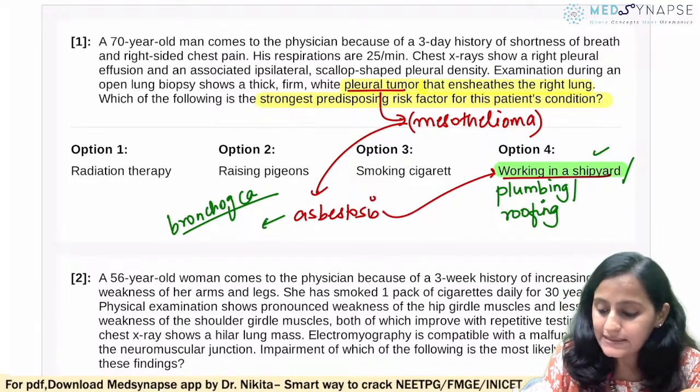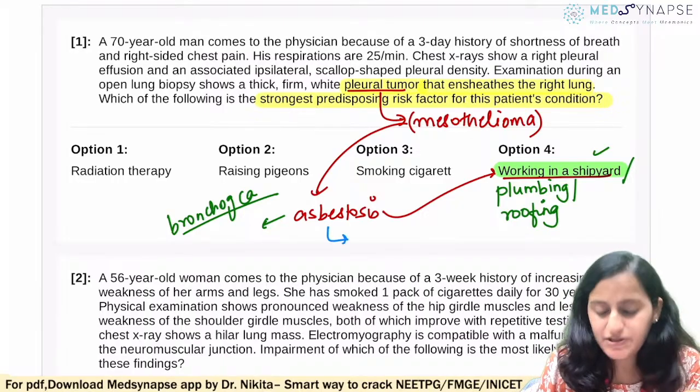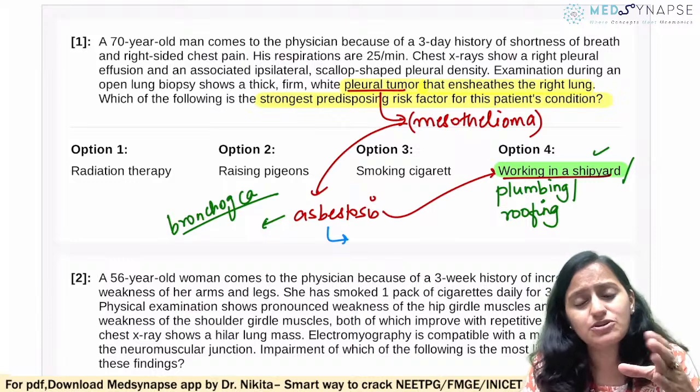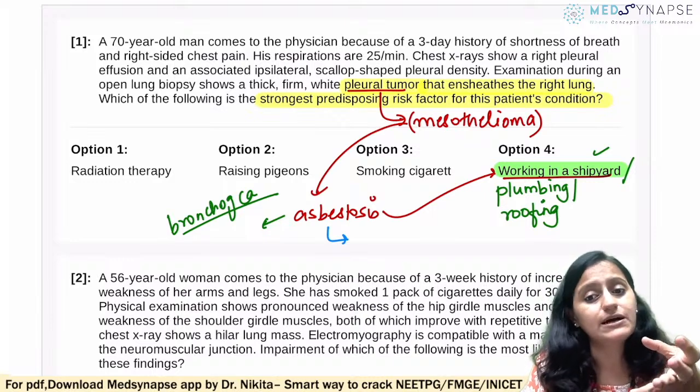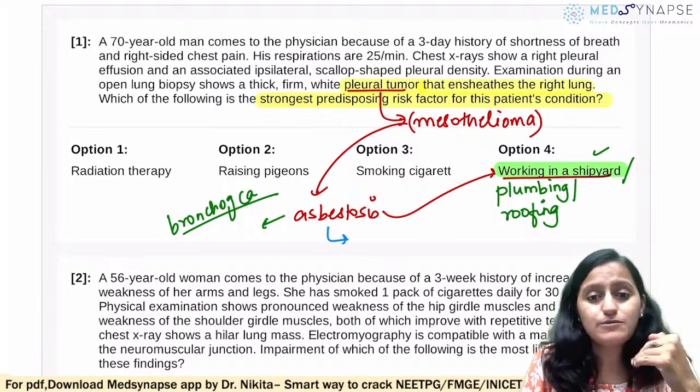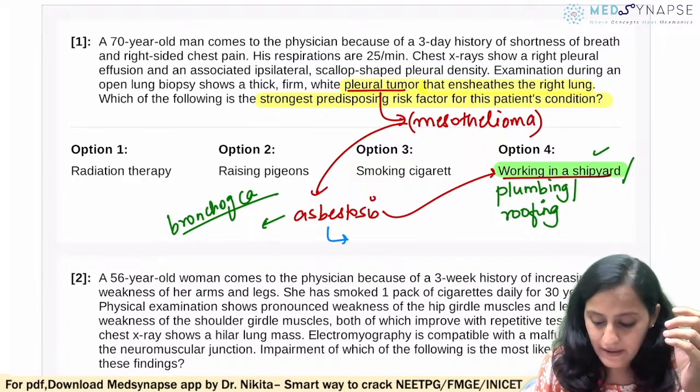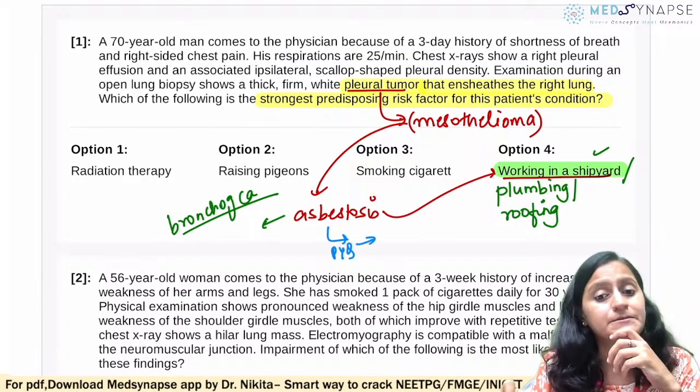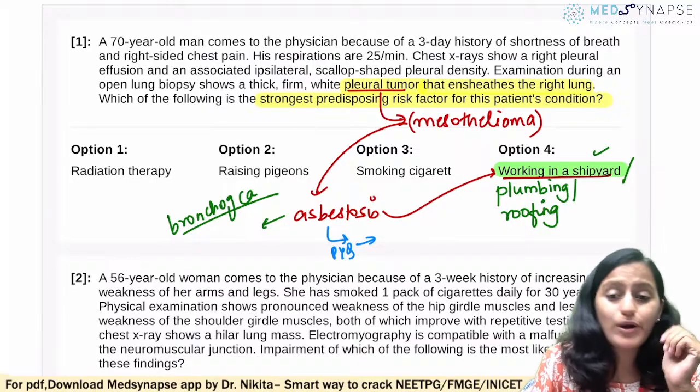Okay, another quick question that is asked in your exam very frequently. Asbestosis affects what lobe of the lung commonly? Is it the upper lobe or is it the lower lobe? This is also a PYQ very, very frequently tested. Is it the upper lobe or is it the lower lobe?